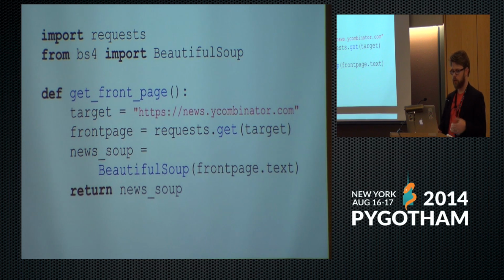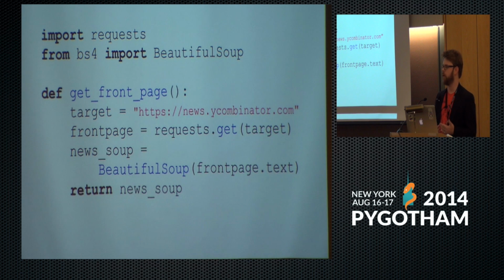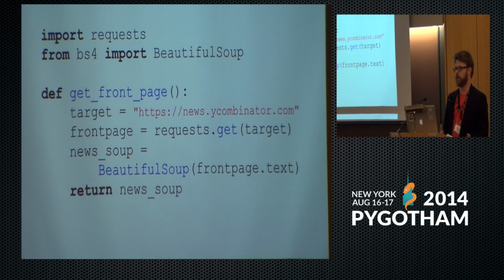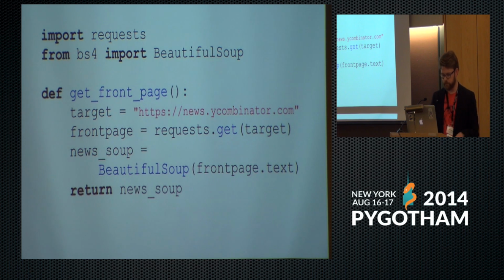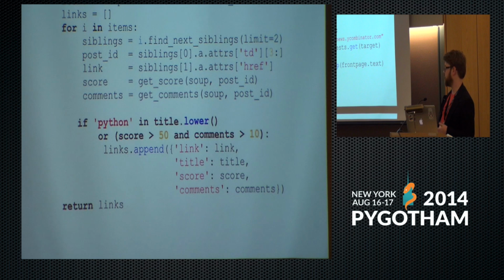Something to note here is if there's any JavaScript that might have acted on that page, you don't get that. You just get that initial page load. If you are scraping a page that has some JavaScript, you may need to use some other tools like Selenium. So creating the Beautiful Soup object is just a very simple constructor, and then I return that.